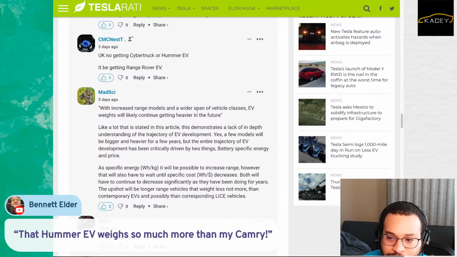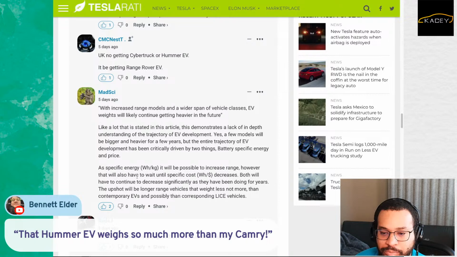With increased range models, a wider span of vehicles, EV weights will continue getting heavier in the future. Like a lot stated in this article, this demonstrates a lack of in-depth understanding of the trajectory of EV development. Yes, a few models will be bigger and heavier for years, but the entire trajectory of EV development has been critically driven by two things: battery-specific energy and price. As specific energy, watt-hours per kilogram, increases, it will be possible to increase the range.